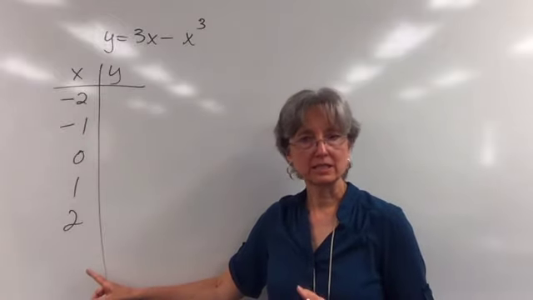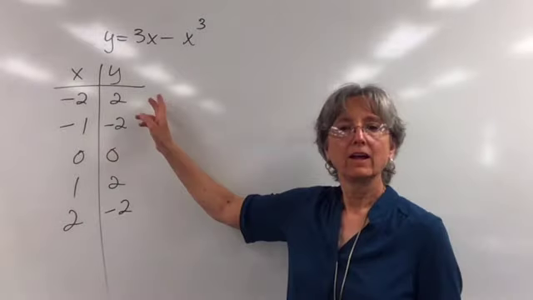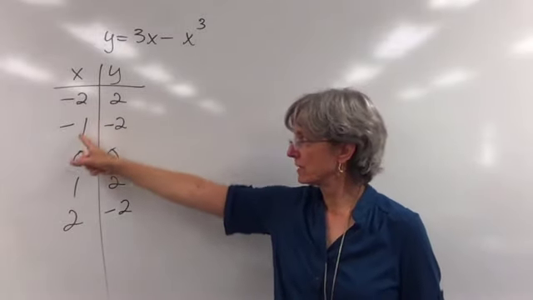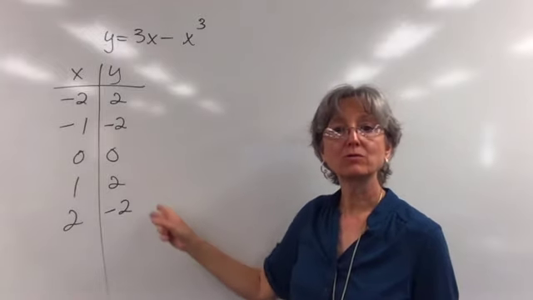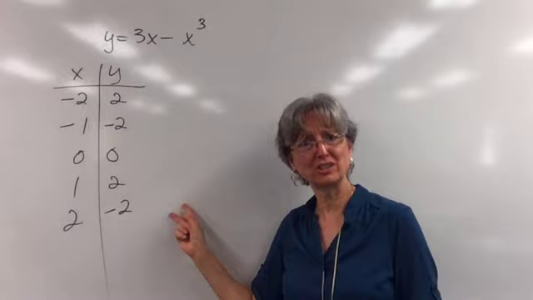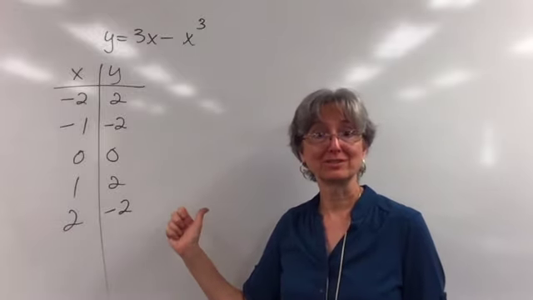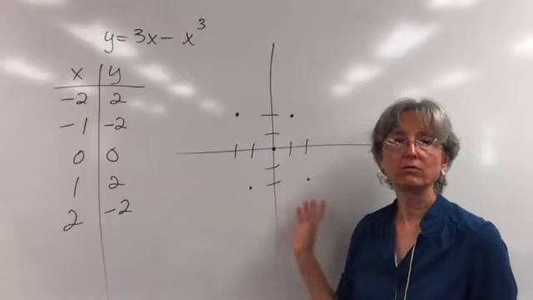Notice I picked the same points right around 0. All right, I plugged each of these in one at a time, and this is what came out. So my next step is thinking, good grief, what in the world is this going to look like? So plot those points. If you look at these points, they look like they're all over the map.